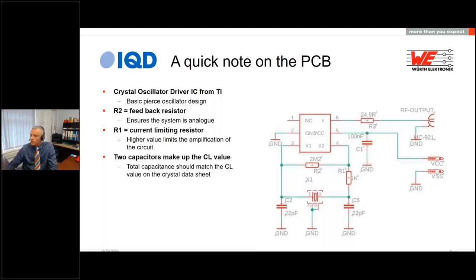And C2 and C5, which are two 22 picofarad, go down and form the total load capacitance of the circuit, and that needs to match the load capacitance that's on the data sheet for the crystal.